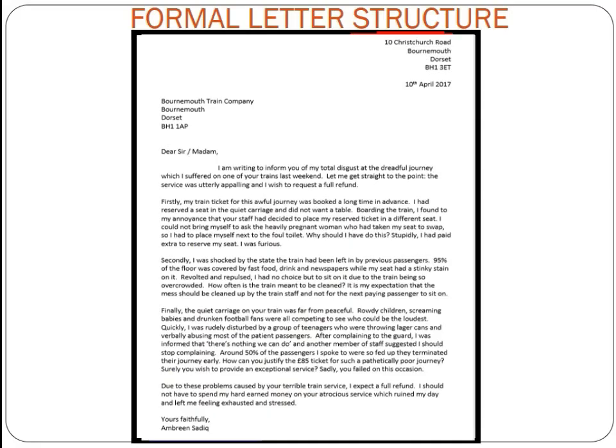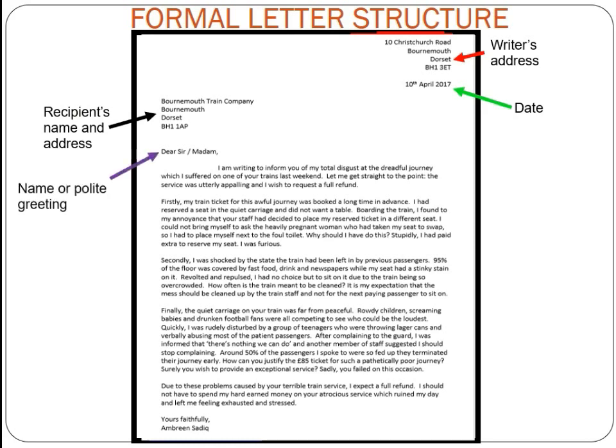If we look at the structure that we looked at a second ago, but this time I've put my letter in the middle of it. So the writer's address was 10 Christchurch Road, then I had their address that I made up, then I had the date, so I didn't have 10/4/17, I had 10th of April 2017 because it's a formal letter. Then I wasn't given a name in the question, so I'm going to put Dear Sir or Madam. Then I'm saying why I'm writing, because of my disgust at the journey I want a refund. Then I did 4 or 5 sentences on my first main point, which was that I booked a train ticket in a particular seat and they didn't give me the right one.